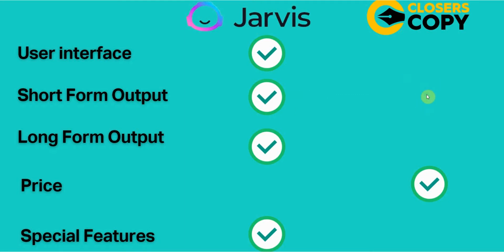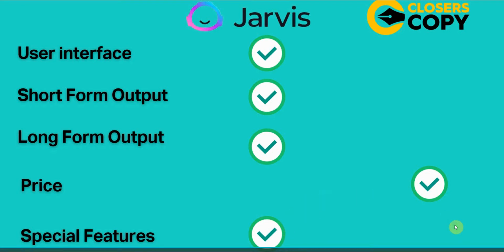If that's acceptable for you, then why spend $60 a month forever when you can just buy this one time and be good for life? And finally, the special features. I like ClosersCopy's compete search engine. That's quite useful, but I find that core answers and the content improver is just a little bit more useful when it comes to special features.